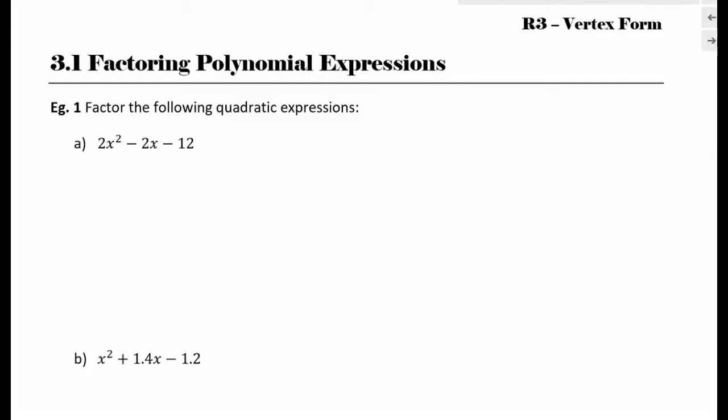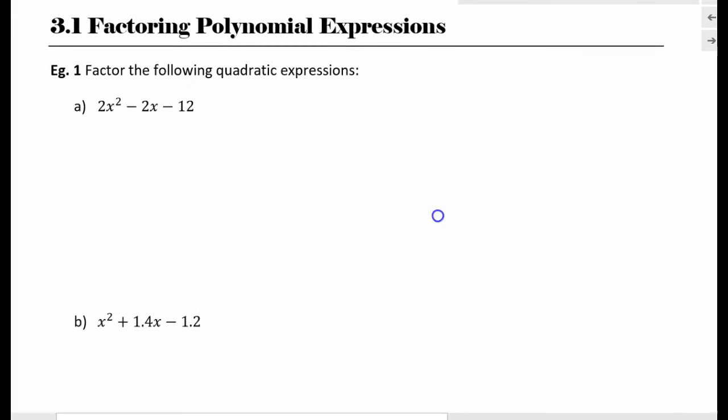Okay, so the other part of our lesson for factoring polynomial expressions is 3.1. So that ties to 3.1 in your workbook. So there's going to be some practice questions that you can try with that. So example 1 is looking at just factoring general quadratic expressions, similar to what you were doing in the previous part of this lesson.